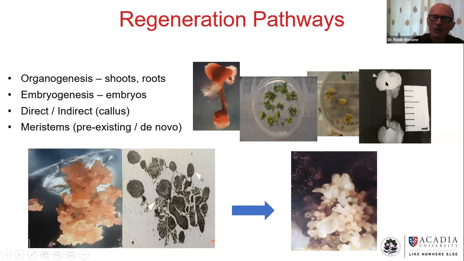Oftentimes what you can get is regeneration from these unorganized callus cells. Down here below, I have an image of some rose callus in culture. And if we do a microscopic analysis, here we can see some embryogenic structures appearing in the callus, eventually maturing into embryos we see here, which can be matured, germinated, and grown as plants, much the same way you would seed-borne embryos. So these would be asexual culture-borne embryos.